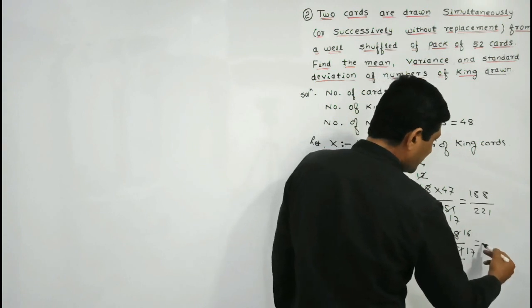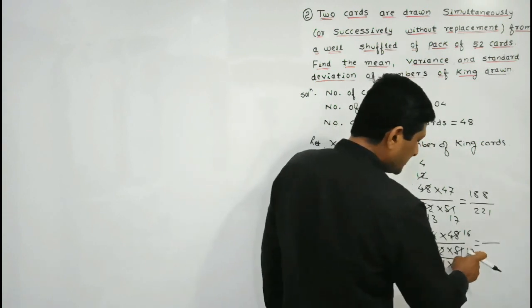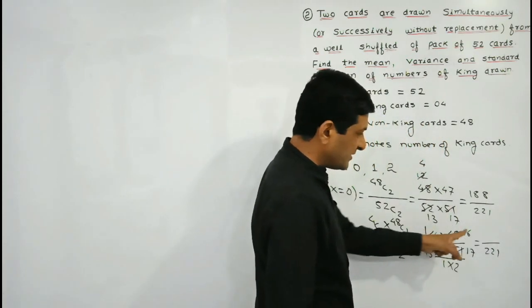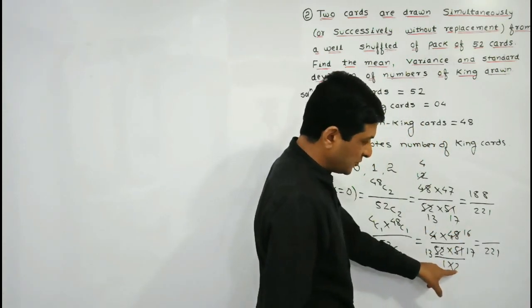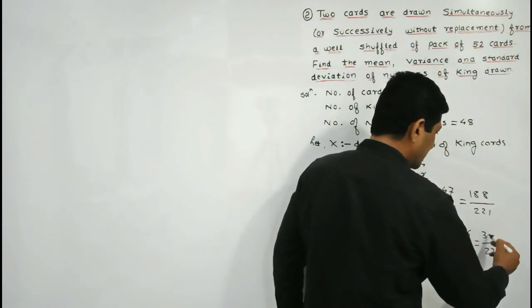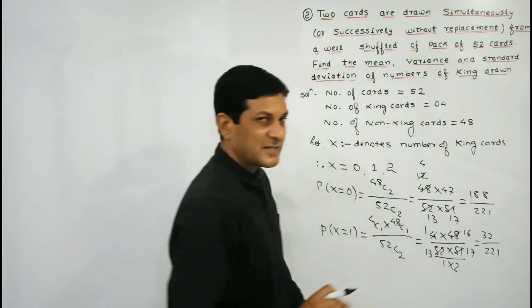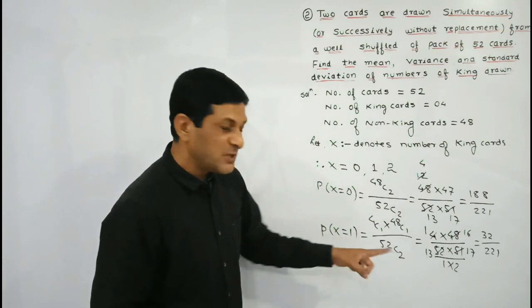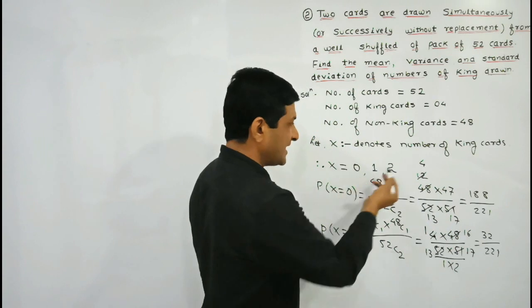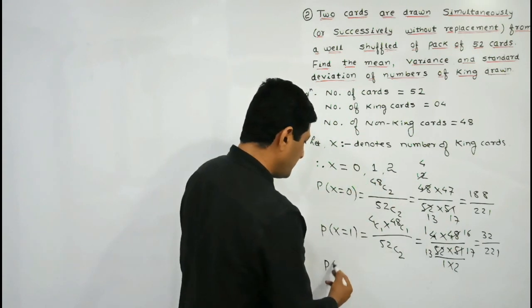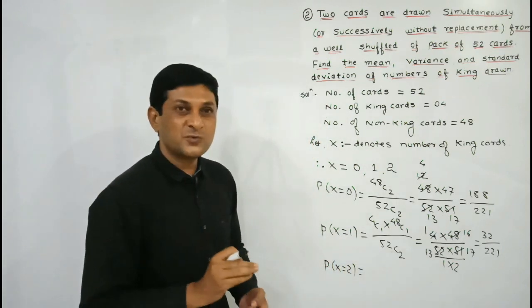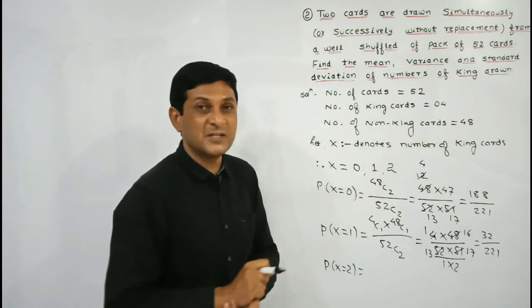So check what we are getting here. 13 into 17 will be equal to 221, और न्यूमरेटर में 1 into 16 is 16, और ये 2 न्यूमरेटर में मल्टीप्लाई होंगे, यानी 16 into 2 is 32. So 32 upon 221 will be the value of P of x is equal to 1. Now we are finding the last value when x is equal to 2, means P of x is equal to 2. P of x is equal to 2 means we are finding probability when x is equal to 2.